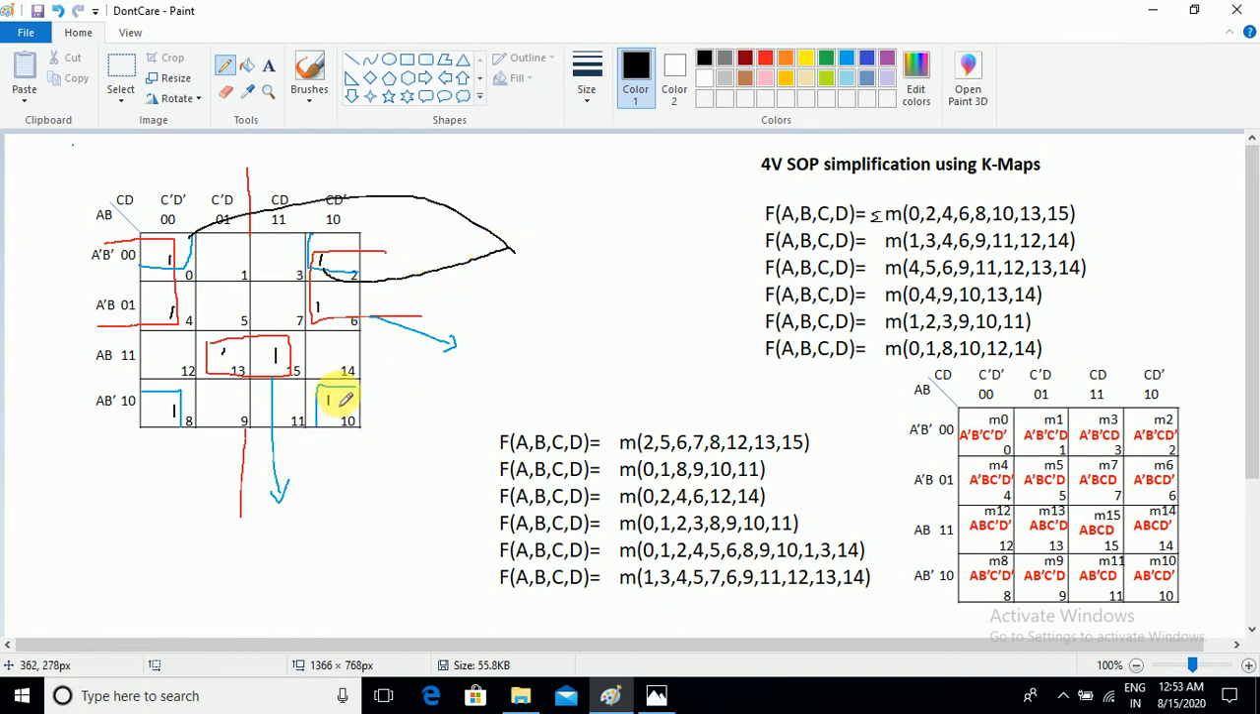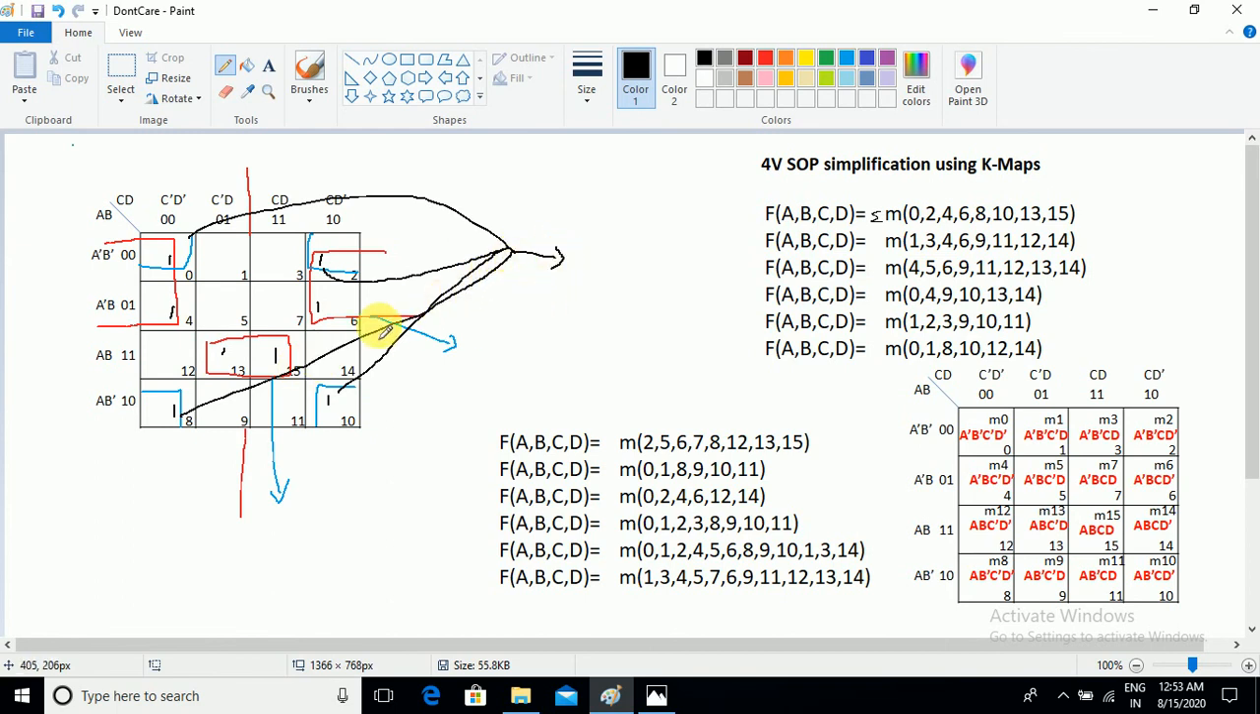And corners can be selected only for 4, because 2 to the power 2 will become 4. So 4 corners are selected, then only we can create the corner cells. If 3 cells are selected, we cannot do the corner cell mapping. Only if 4 cells are selected, then only we can create the corner cell grouping. So this is the corner cell.